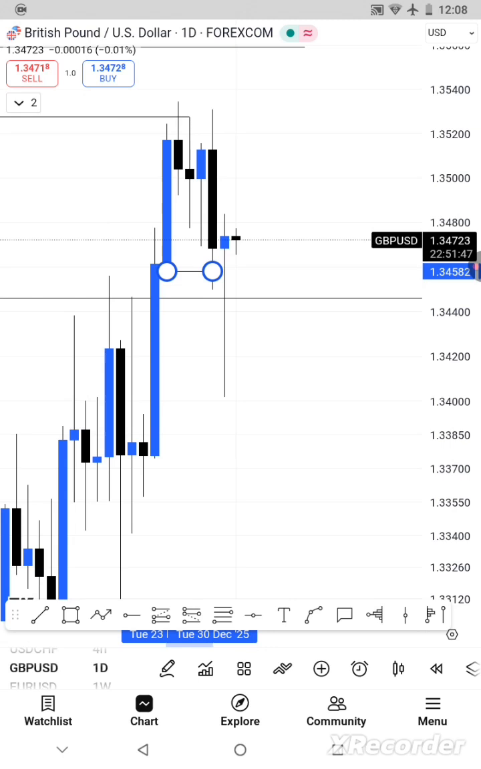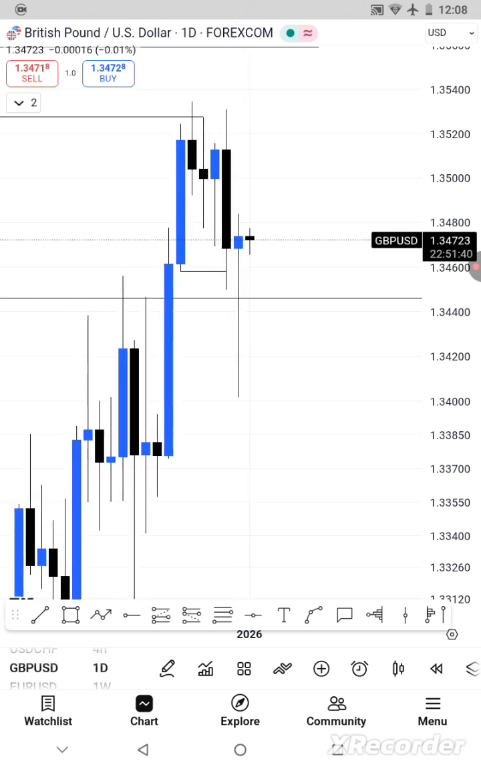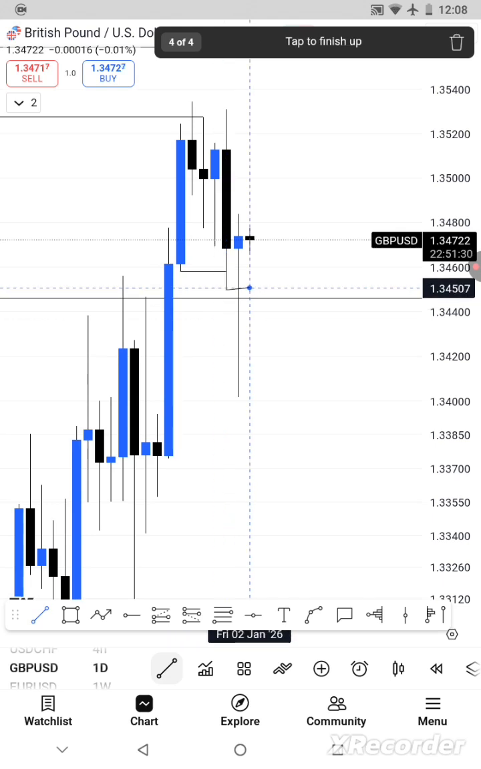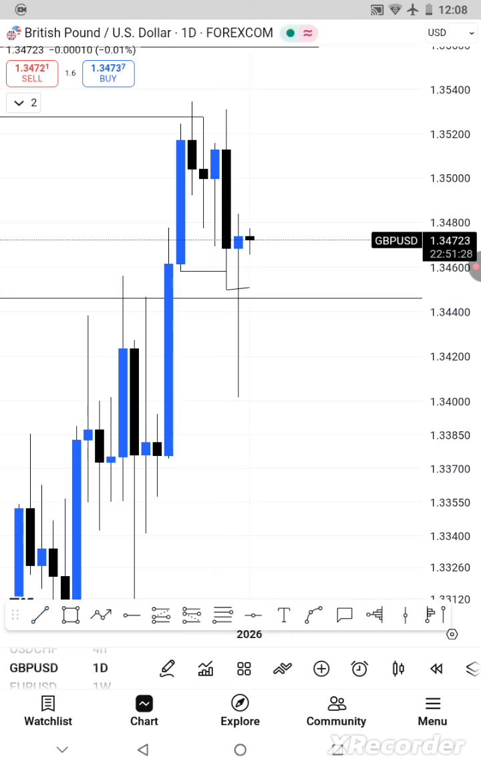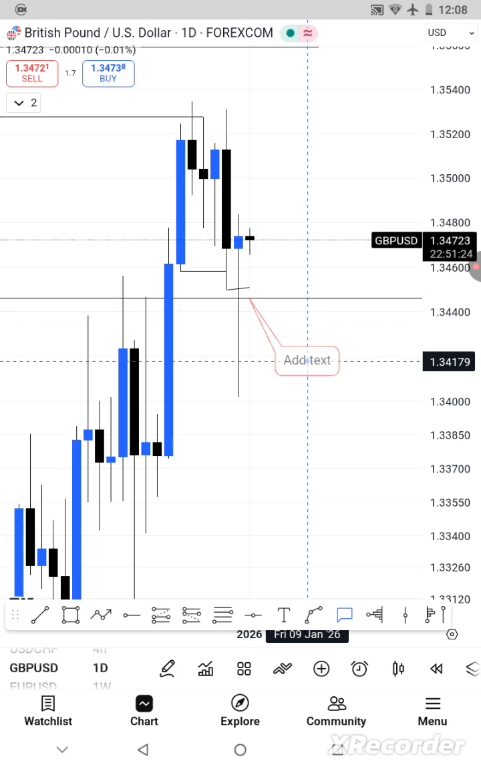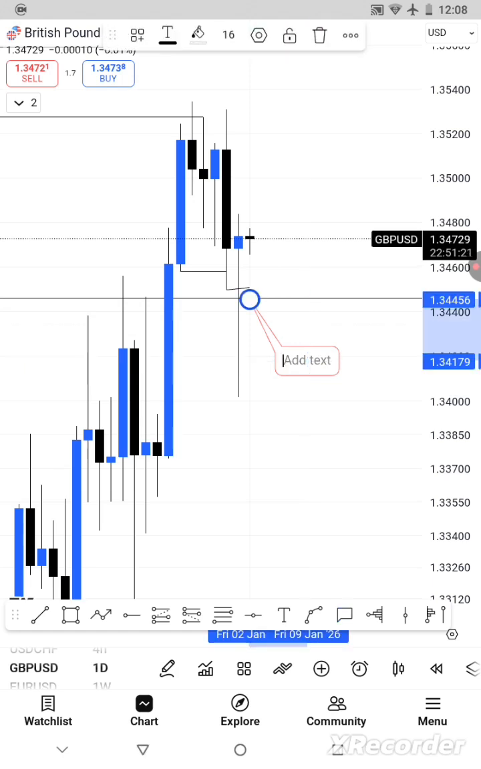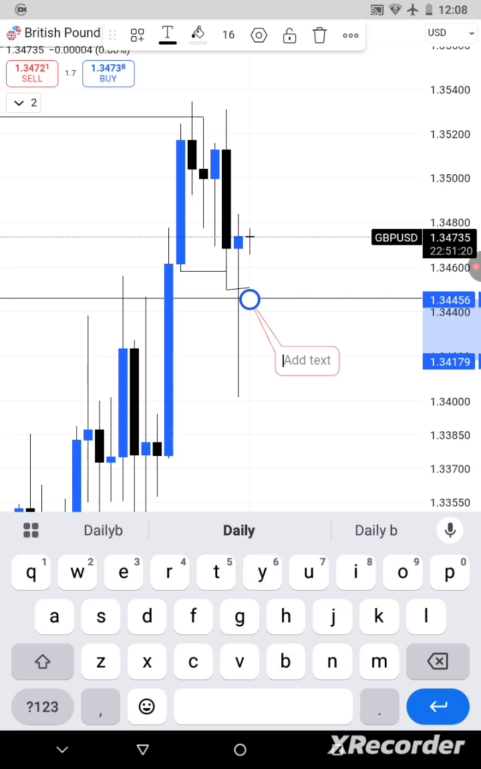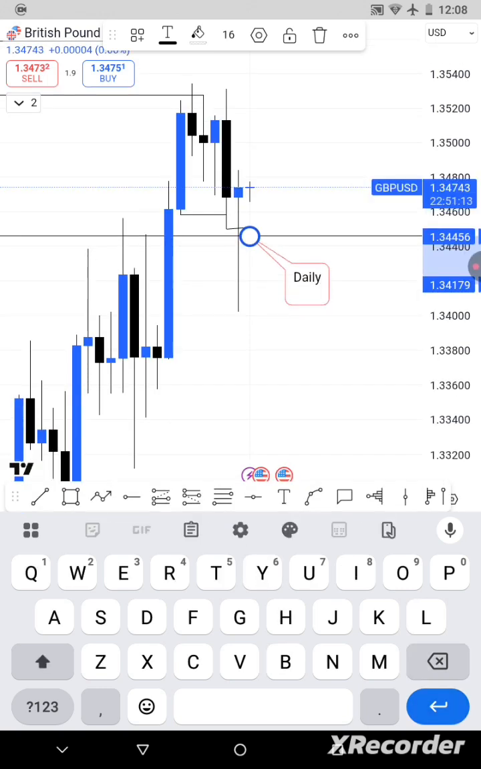All right, so right now, what can we see on the daily time frame? On the daily time frame, I see that the market has taken out the low of this candle and formed a CRT, a daily CRT. The market has formed a daily CRT.